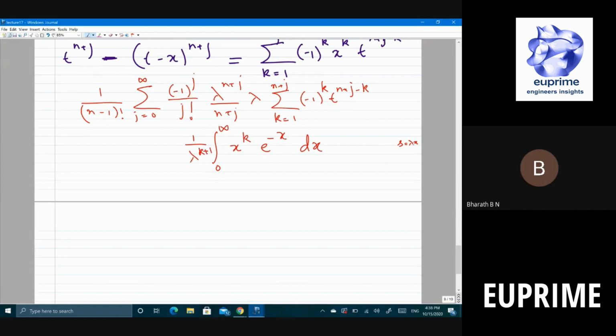Now, what can you say about this? Gamma integration. What is gamma of this thing? Integral x power k, e power minus x dx. Hey, come on, guys. You should tell me what the answer is. Minus one. No? Gamma of n is what? n minus 1 factorial, right? No? Yes or no?